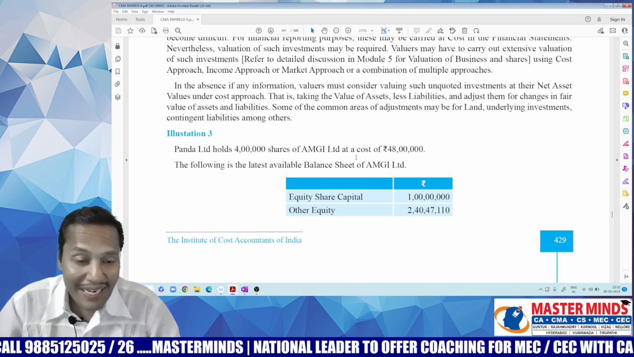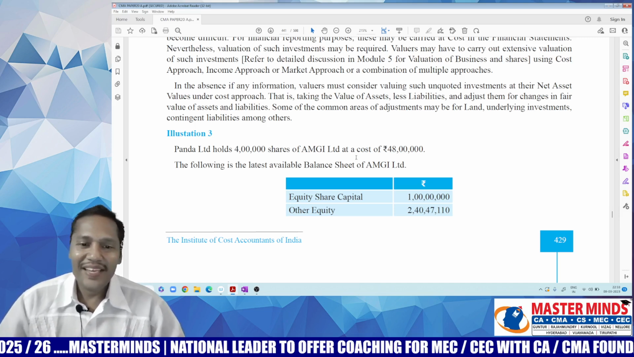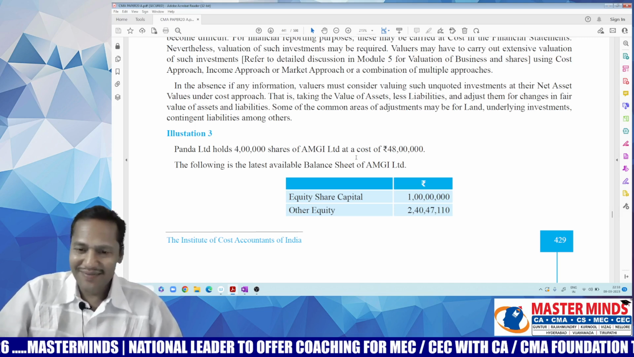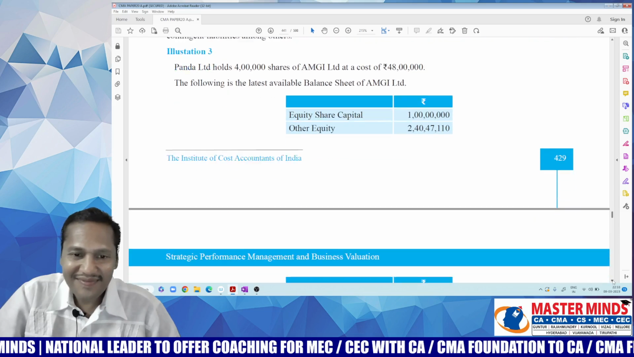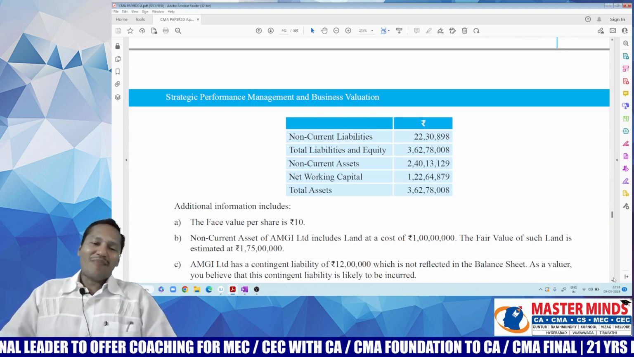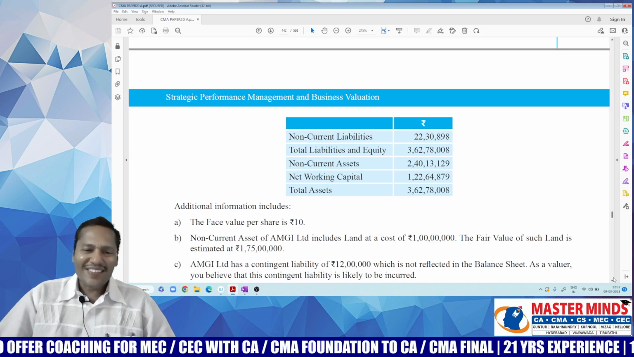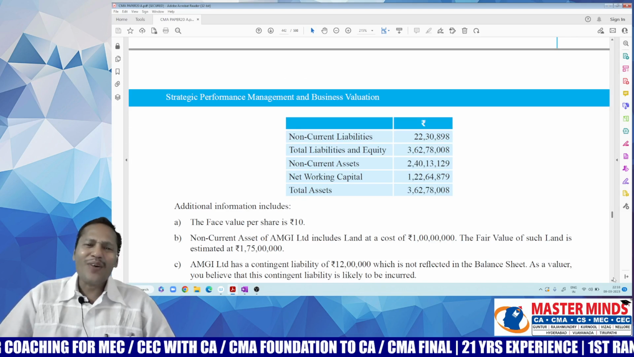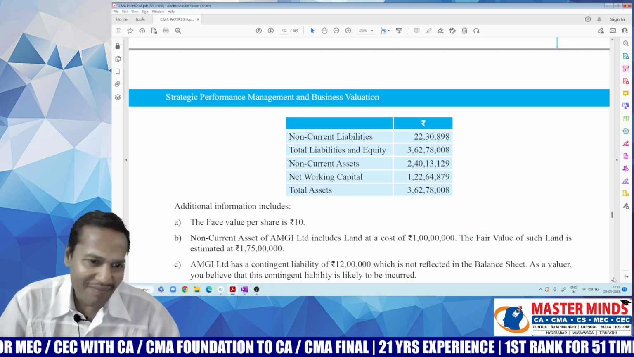The following is the latest available balance sheet of AMGI Limited. Equity share capital, other equity. Non-current liabilities, total liabilities and equity, non-current assets, net working capital, total assets. Simple balance sheet information is given.